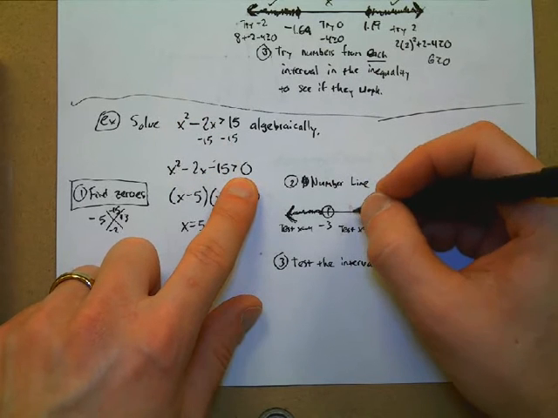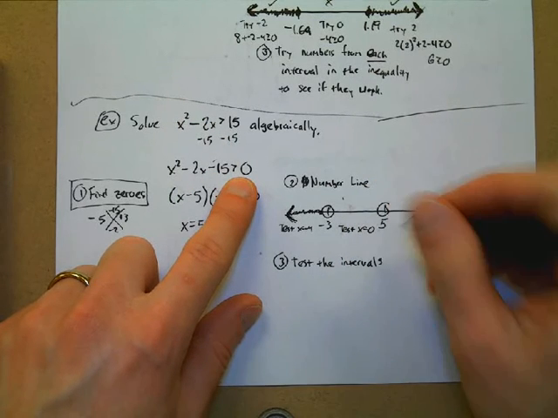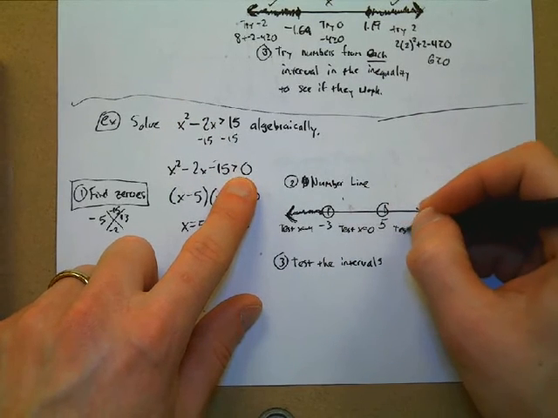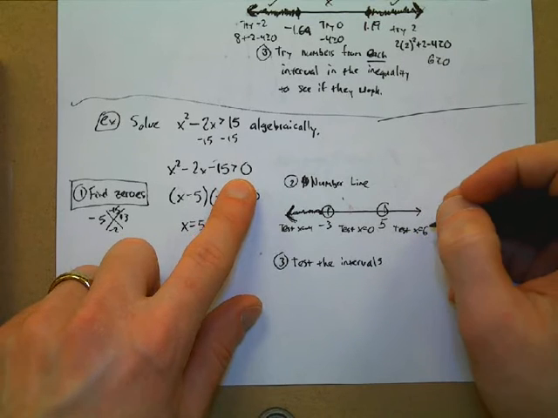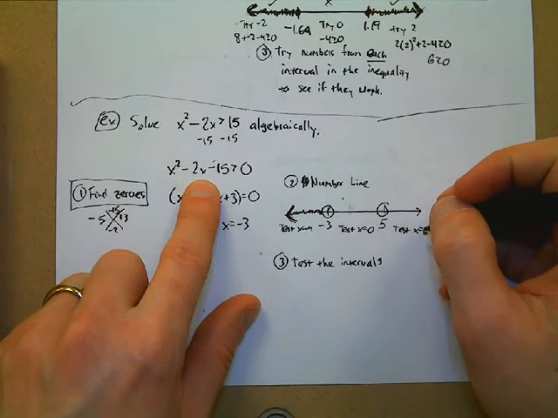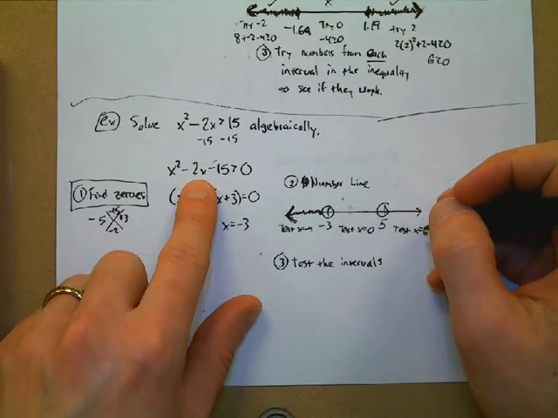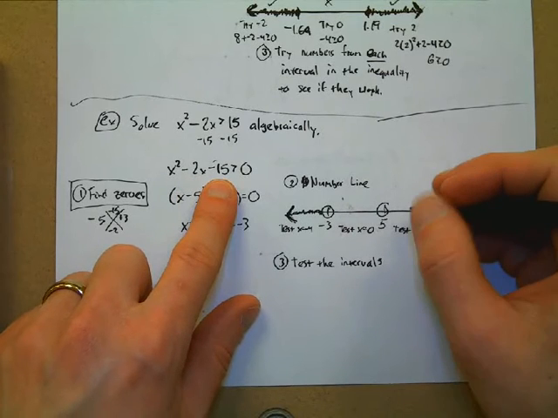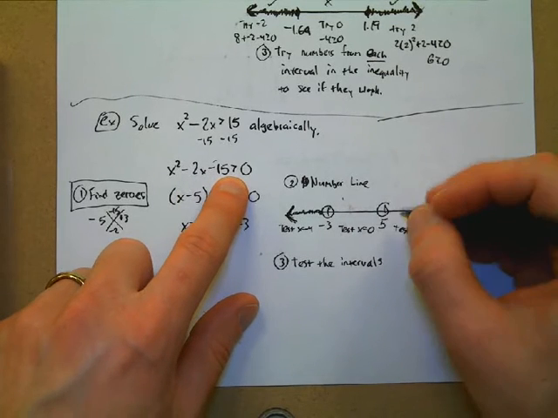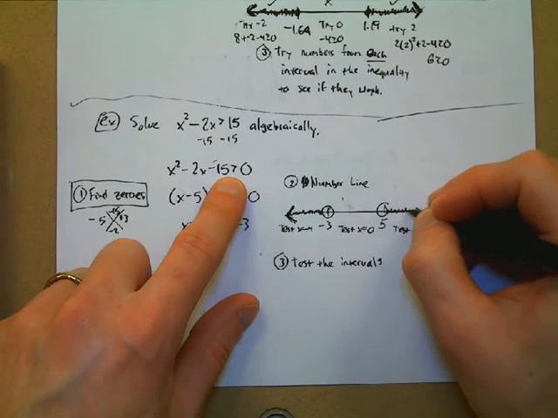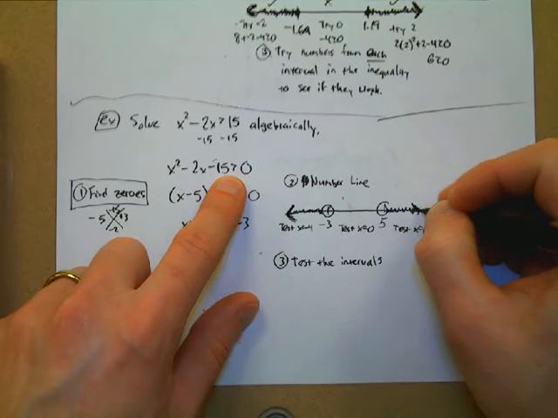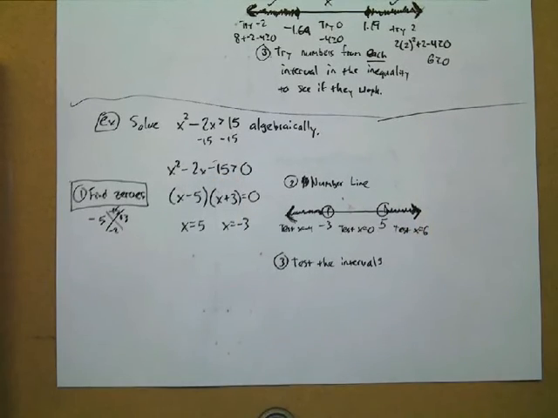So the solutions for this inequality are any numbers to the left of -3, from -infinity to -3, or from 5 to infinity. Those are all the solutions. Any of those x values will work. Anything between -3 and 5 will not work, including -3 and 5. They also do not work because they're excluded. Okay?